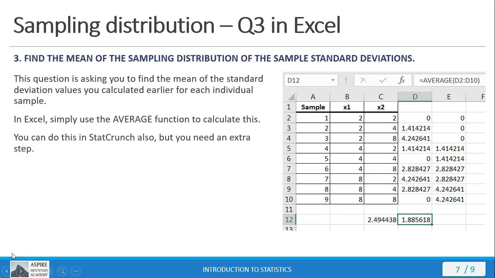Again, you can do this in StatCrunch as we've seen, but StatCrunch has those extra steps that you need to put in. So this is another reason why I like Excel. It's just because I know how to manipulate things here in Excel, I can get to my answer a lot quicker. If, however, you're more comfortable doing this in StatCrunch, by all means, go with the StatCrunch.